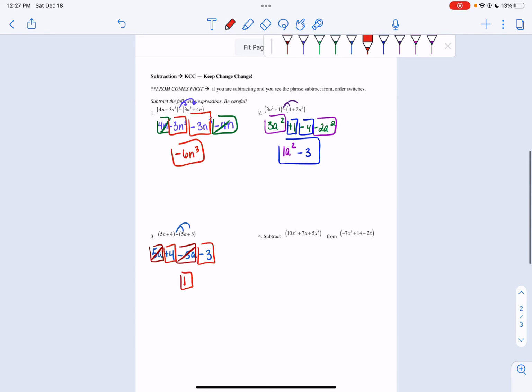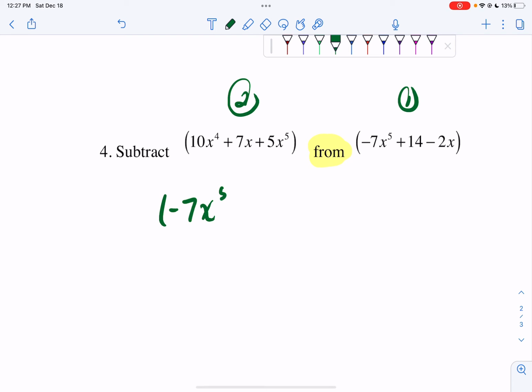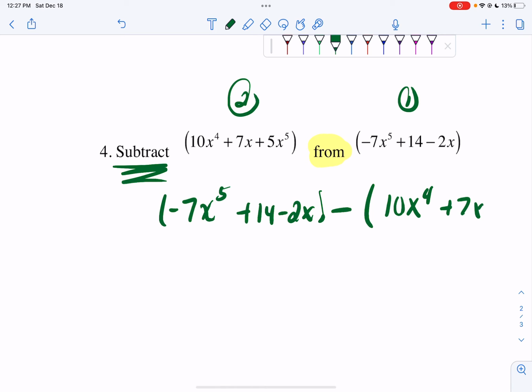Now, number 4, "from" comes first. If you are subtracting, you see the phrase "subtract from," your order switches. So we are subtracting 10x to the fourth plus 7x plus 5x to the fifth from negative 7x to the fifth plus 14 minus 2x. So this you're writing first, and this you're writing second.